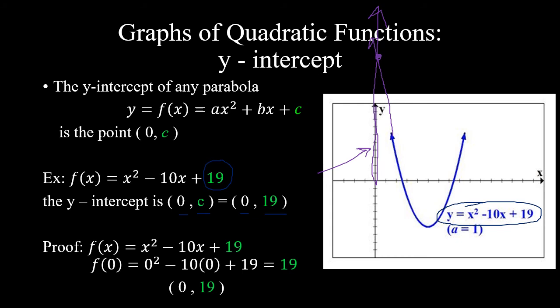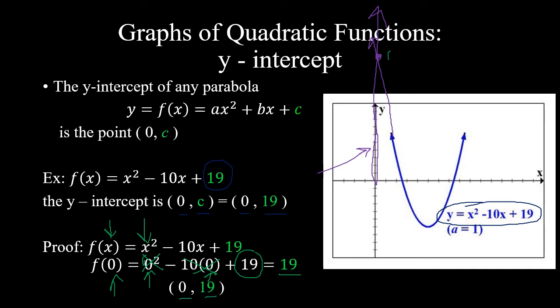And again, here's some proof if you don't quite believe me yet. If I'm looking for the y-intercept, I'm plugging in 0 for x. So everywhere I see an x, I'm going to plug in 0. So that means f of 0 is going to be 0 squared minus 10 times 0 plus 19. Well, 0 squared is 0, so that's going to go away. 10 times 0 is 0, so that's going to go away, which just leaves us with 19. So our y-intercept is (0, 19).